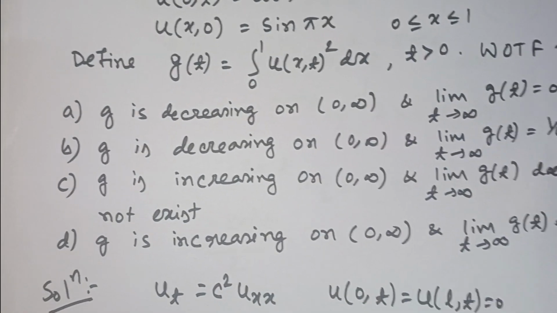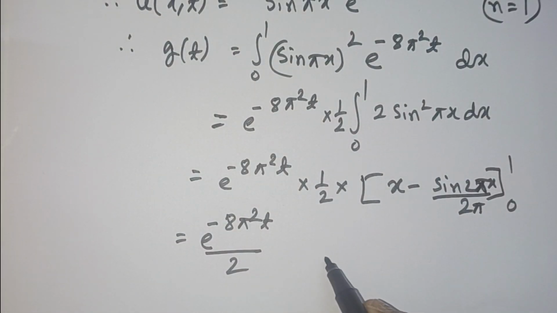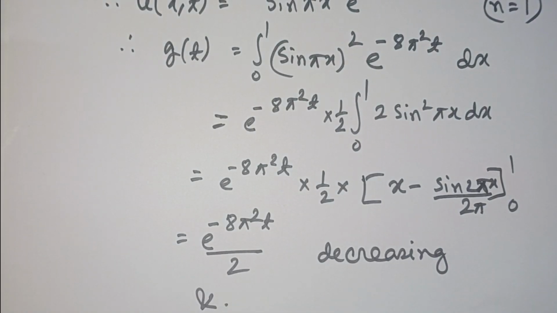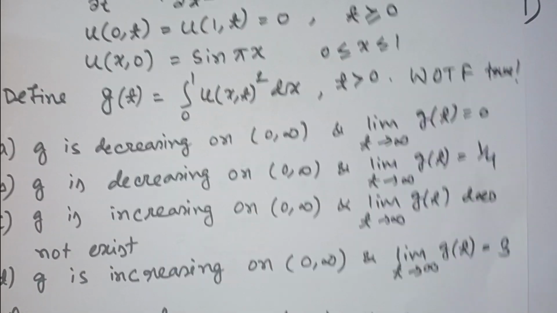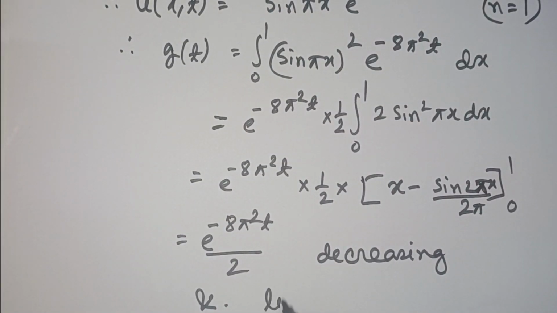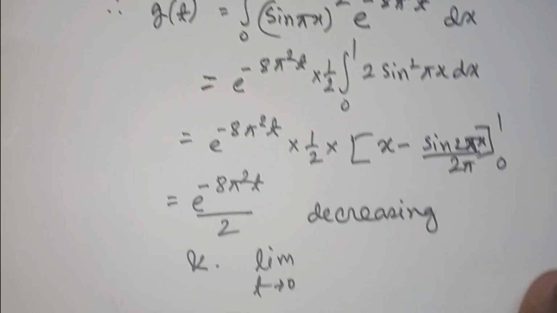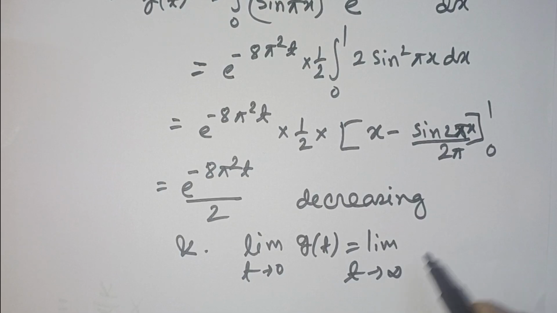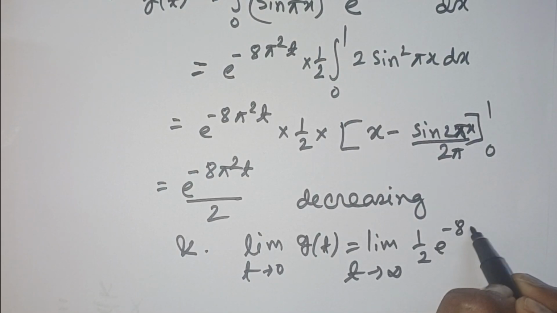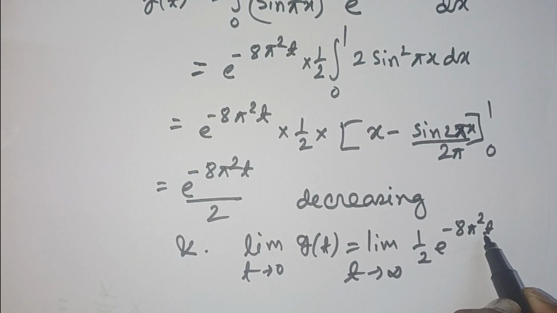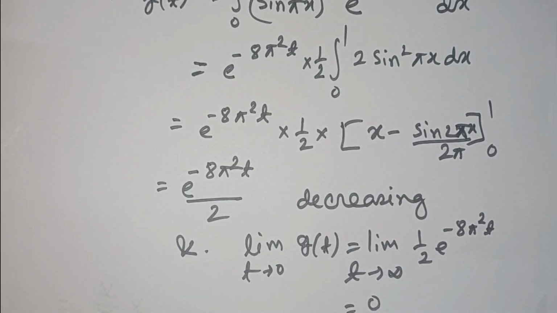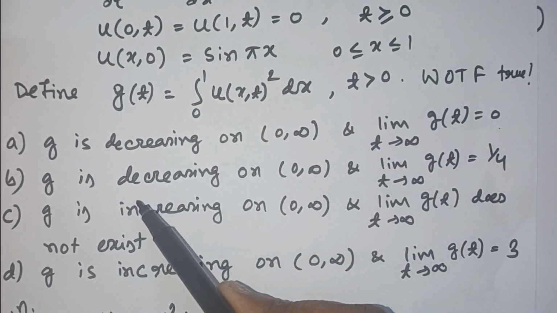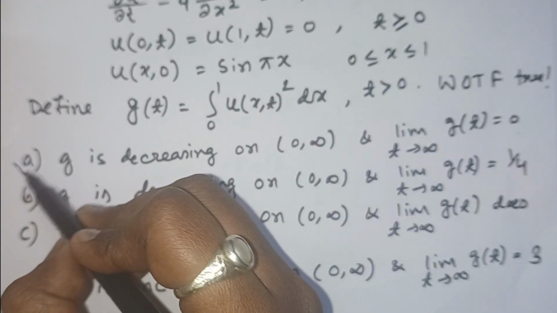Now you can check that g is decreasing because we have e power minus 8 pi square t, and also we have to calculate the value when t tends to infinity. Then limit t tends to infinity g(t) is equal to limit t tends to infinity e power minus 8 pi square t by 2, and as t tends to infinity, e power minus infinity goes to 0. So you can check that limit t tends to infinity g(t) equal to 0, and also g is decreasing on 0 to infinity. So option A is the correct option.